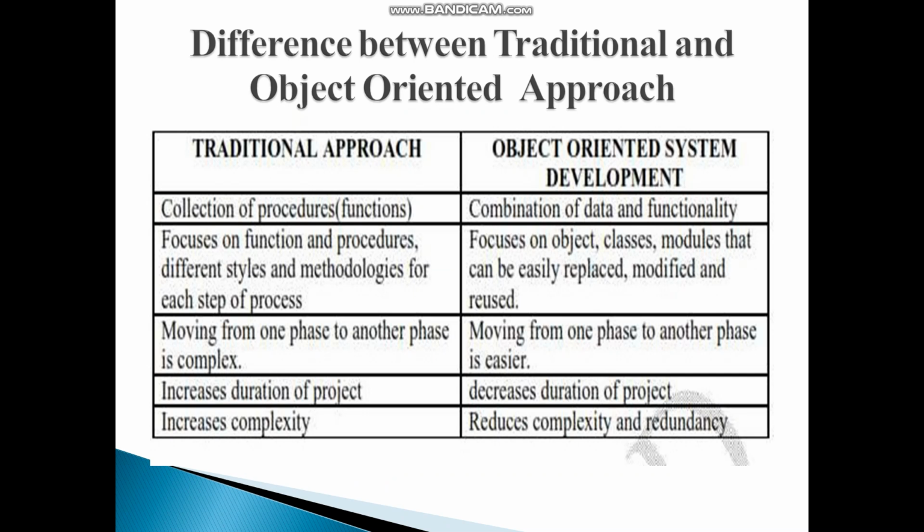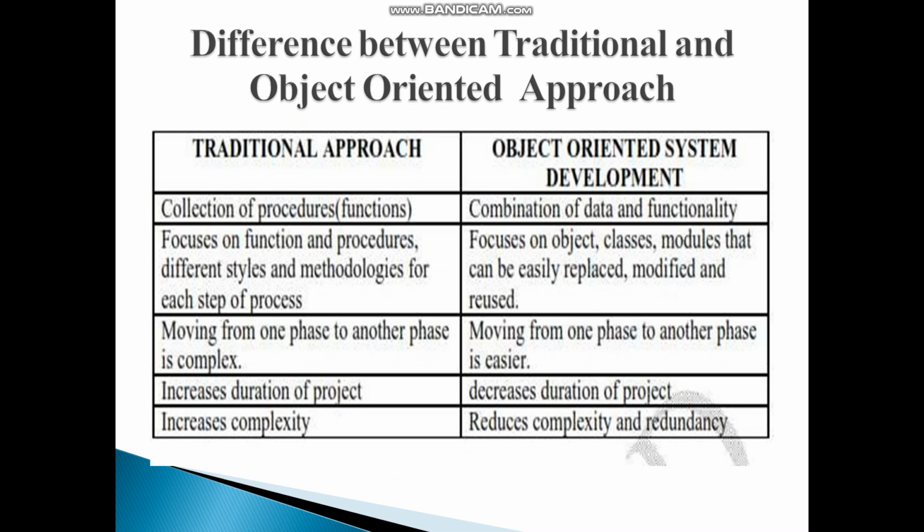Then what is the difference between the traditional approach and the object-oriented development approach? First, the traditional approach is a collection of procedures, but in object-oriented we have to collect a combination of data and functionality. The traditional approach focuses on functions and procedures, with different styles and methodologies for each step of the process. Object-oriented focuses on object classes, modules, states and attributes that can be easily replaced, modified and reused again.